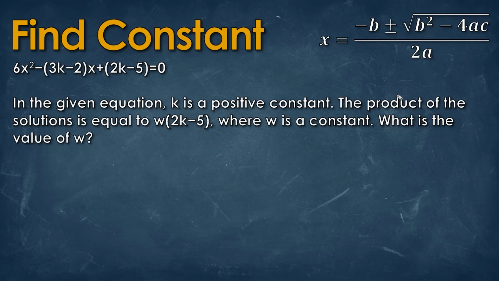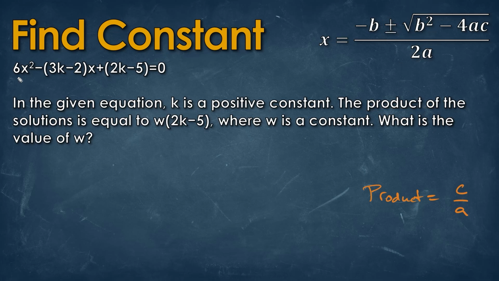Now we took a look at the sum, and we remember that the sum of the solutions is equal to negative b over a. Well, now we're looking at the product. So if we take our two solutions from the quadratic formula, the one with the plus and the minus, and we multiplied those two values together, we would get the product. Well, the product also has a shortcut. And the product is actually going to be c over a.